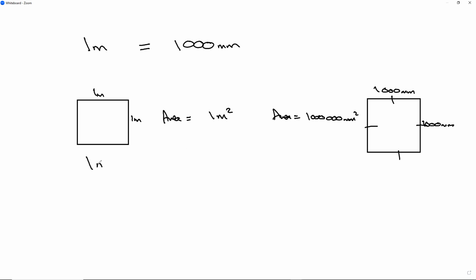1 meter squared is the equivalent of 1,000,000 millimeters squared. So here we multiply by 1,000 to go from one to the other. Here we multiply by 1,000,000 to go from one to the other.